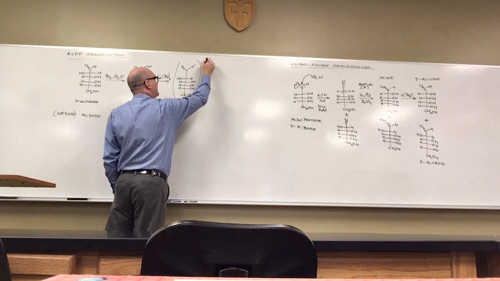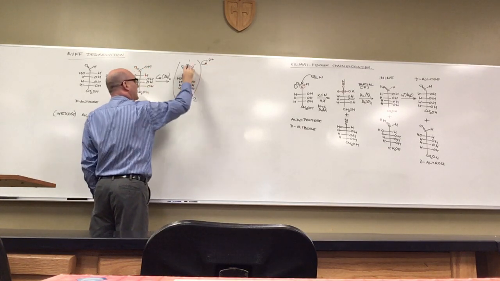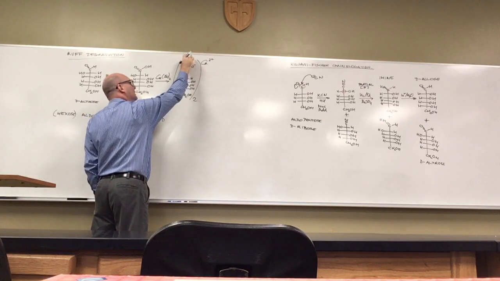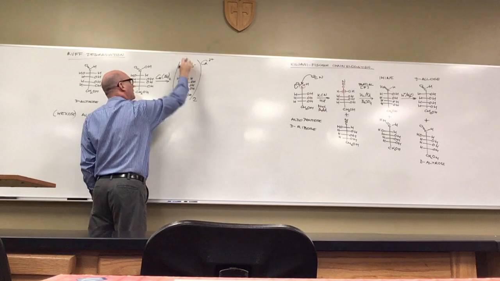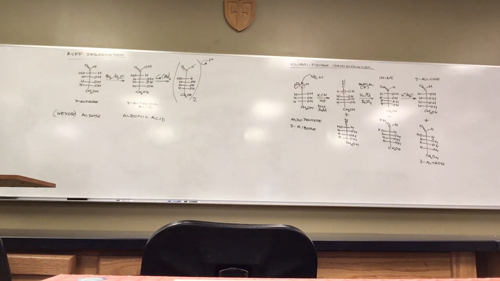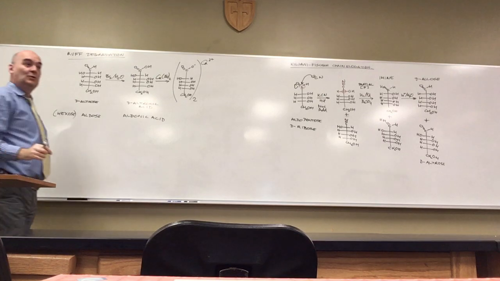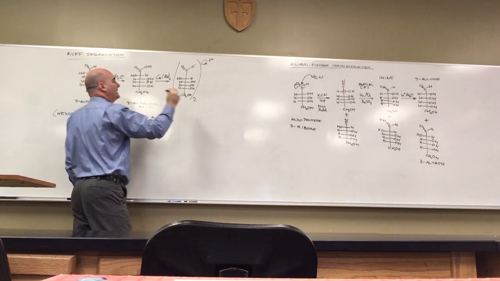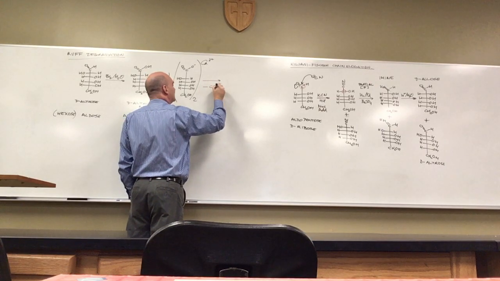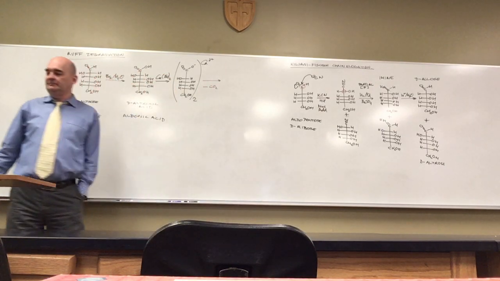Two of those, and then there's a calcium 2+ outside. And the calcium sits here in the middle between two carboxylic acid conjugate bases, two carboxylates. And that's going to allow me to lose the carbon dioxide.